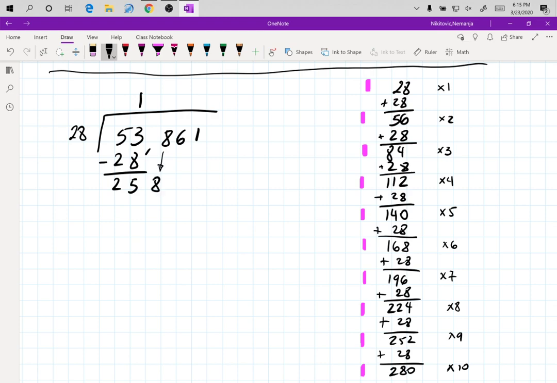258. Well, I have 252. That's great. So 9, 252, subtract. We get a 6. Drop the next digit down. That's a 66. How many times does 28 go into 66? Well, 56, right? Because the next one is 84, so it goes 2 times. 2 times 28 would be 56, and we get 10.